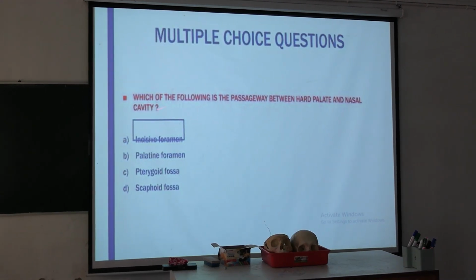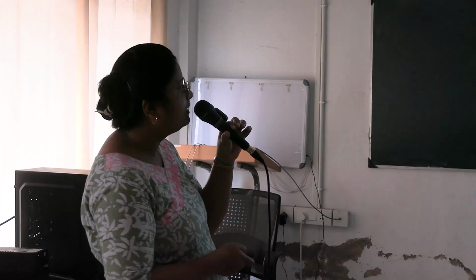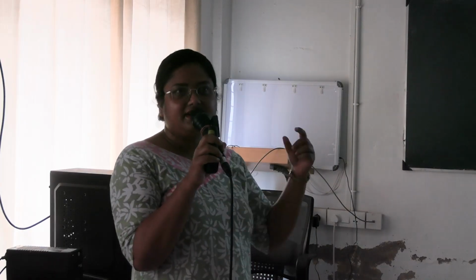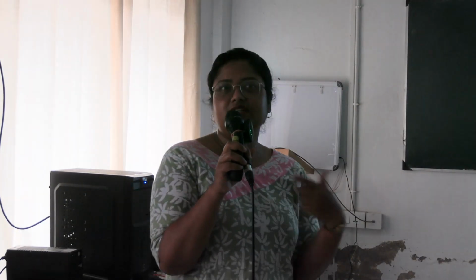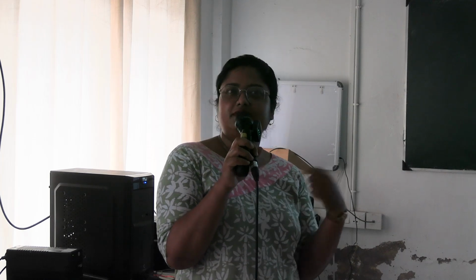So these are important MCQs. What is the passageway between the hard palate and nasal cavity? This is the incisive foramen, which you have seen in the anterior part of the hard palate. Another is the pharyngeal tubercle, the attachment for the pharynx. The pharyngeal raphe is attached, and from the pharyngeal raphe all the constrictor muscles of the pharynx take origin, which are important for our deglutition.